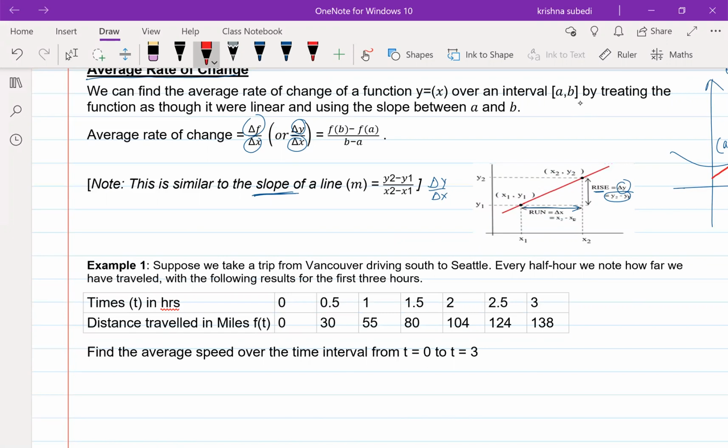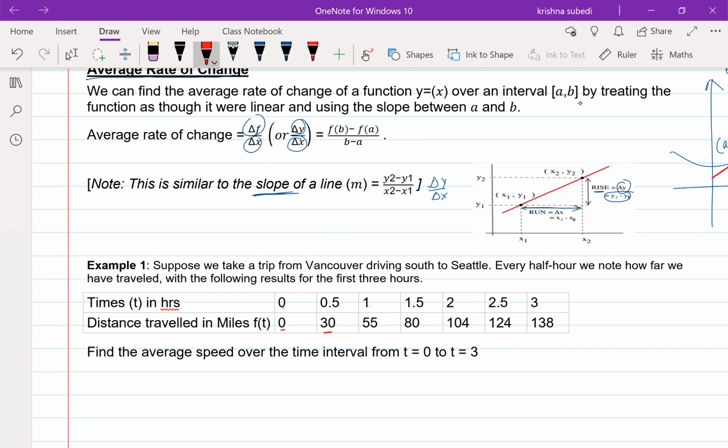Suppose we take a trip from Vancouver driving south to Seattle. Every half hour we note how far we have traveled, with the following results for the first 3 hours. Time is given in hours. At 0 hours, total distance traveled is 0 miles. In half an hour, total distance traveled is 30 miles. In 1 hour, total distance is 55, and so on.